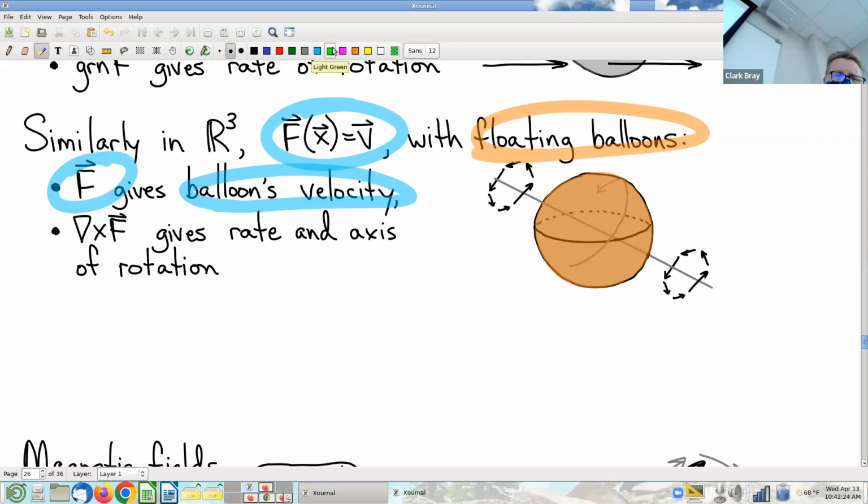Likewise, curl is going to tell you how that balloon will be sort of turning.